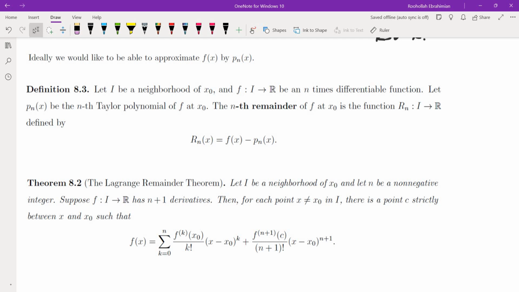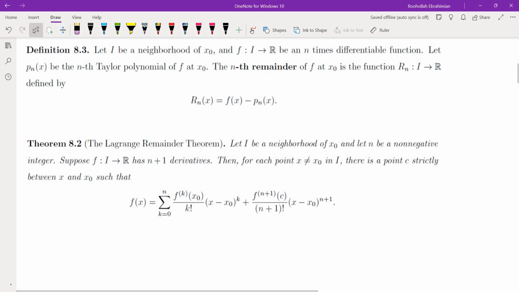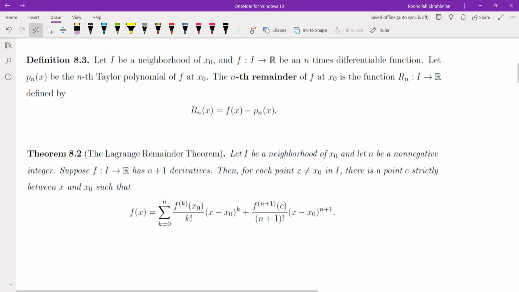Let I be a neighborhood of x naught. So I'm looking at neighborhoods because I would like to be able to take derivatives. And f from I to R be an n times differentiable function. Let Pn of x be the nth Taylor polynomial of f at x naught. The nth remainder of f at x naught is the function Rn from I to R, defined by Rn of x is f of x minus Pn of x. So it's the difference between f of x and Pn of x.